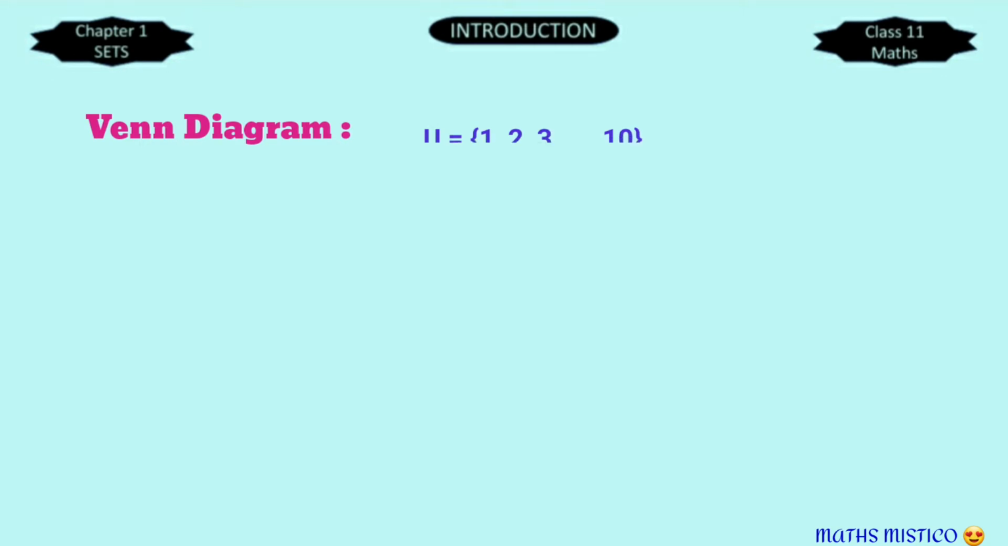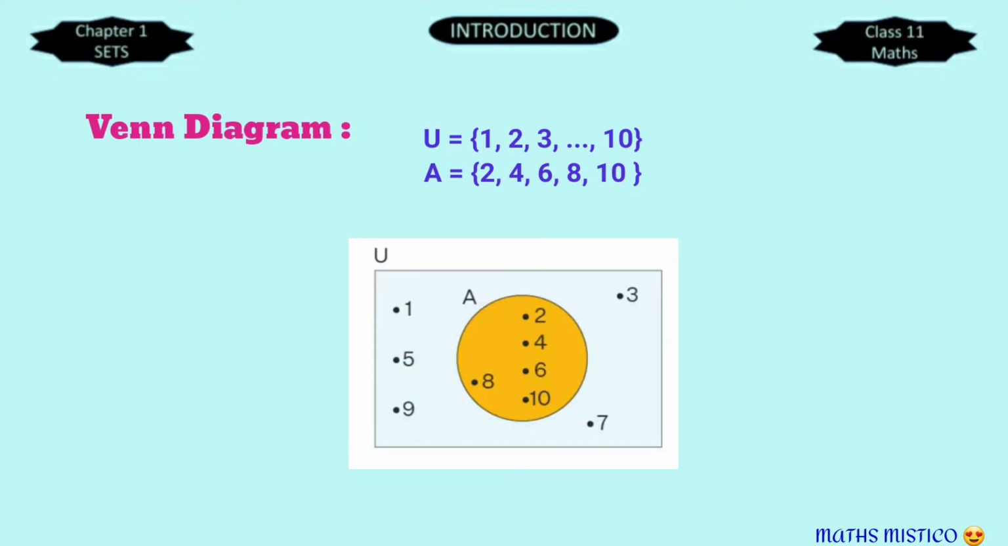Like if we have a set of natural numbers from 1 to 10, and a subset of this containing even numbers, then we may use the following Venn diagram to represent the situation. So U is the universal set containing natural numbers from 1 to 10. Showing the circle inside the rectangle means that A is a subset of U. Using Venn diagram is going to be a real fun.